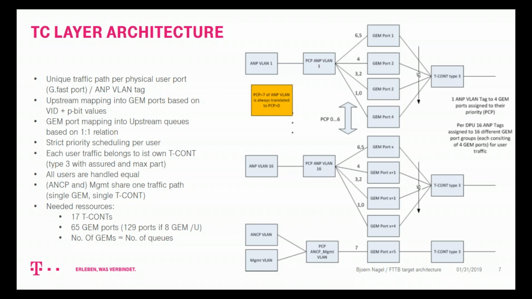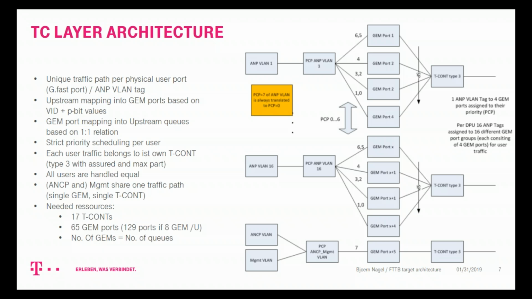Yeah, that's on the left-hand side. The statements are more or less what I already mentioned. The scheduling per user among these 4 queues is based on a strict priority, and each user has its own TCON. So all the users are handled equally. So no user can disturb the other one. Each has more or less the same rights and the same privileges.